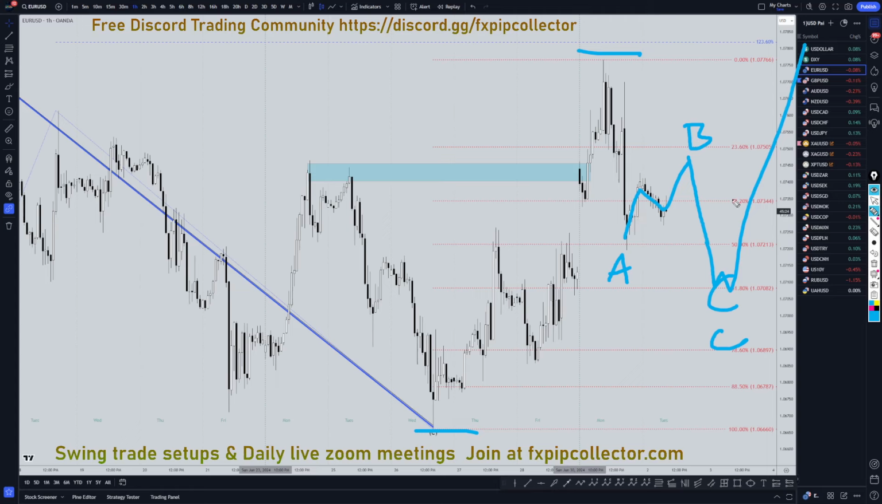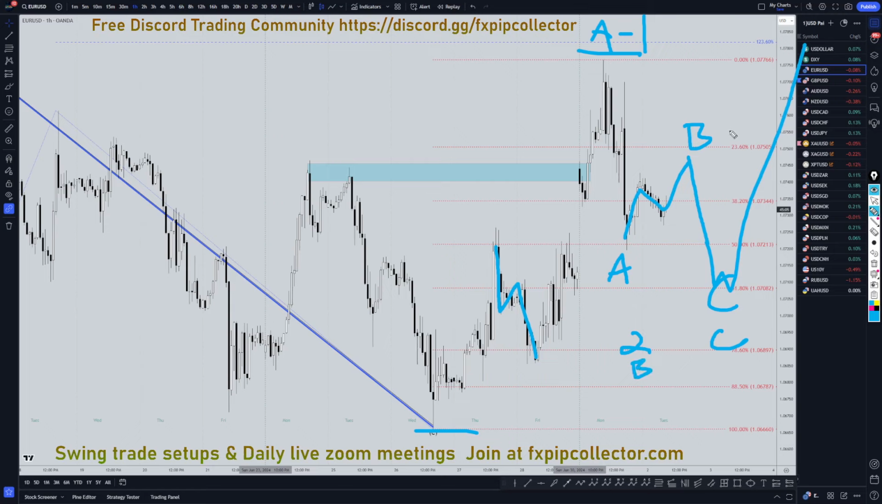I would expect to see some sort of a three-way pullback, maybe something like this, ABC down, before we actually do get the continuation of the uptrend. Now, like I was saying, this could be a wave A, or I think it possibly is more likely a wave 1. You would expect this to be either an ABC of 2, which is what I think it is, or possibly a wave B.